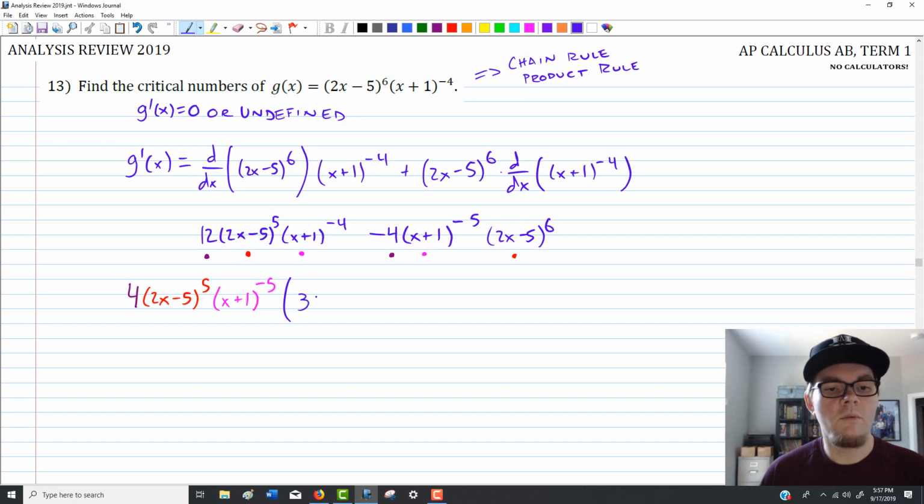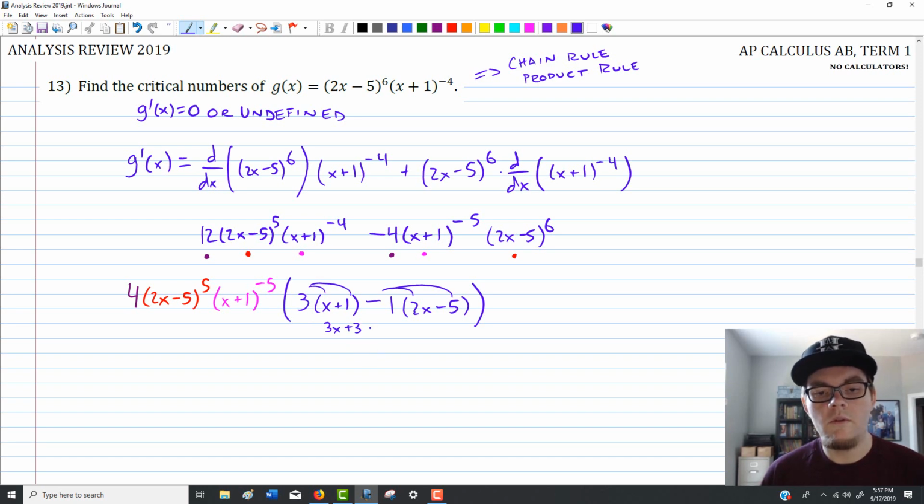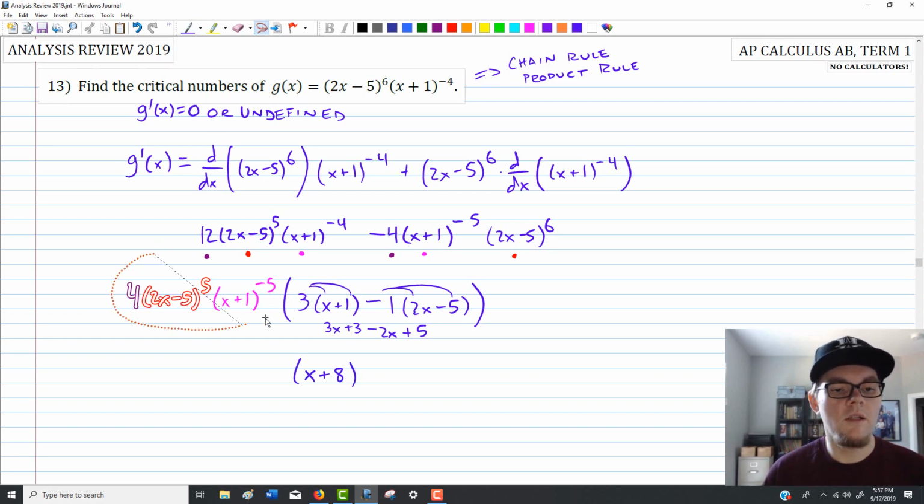So that'll be, in fact, 3 times (x plus 1) to the first. Then on the second one, it'll be minus 1 times (2x minus 5). So there's our stuff. To get our last critical number, we need to distribute these pieces in. This one will be 3x plus 3 minus (2x minus 5), which is 3 minus 2x minus a negative 5. So when we pull that together, we get our last one as x plus 8. So if we combine all this stuff together, we'll have (x plus 8) times the other ingredients over here.